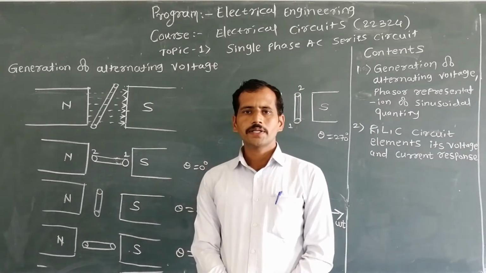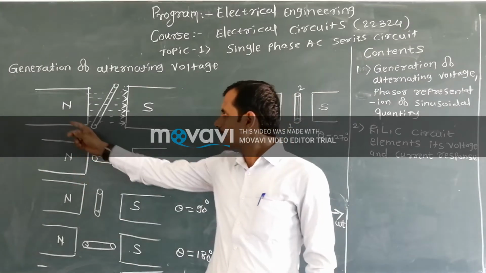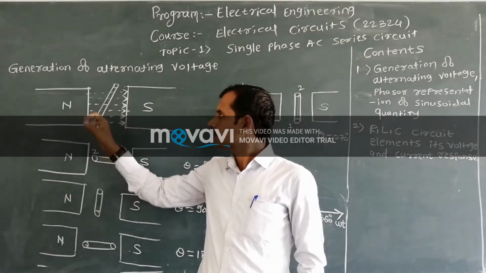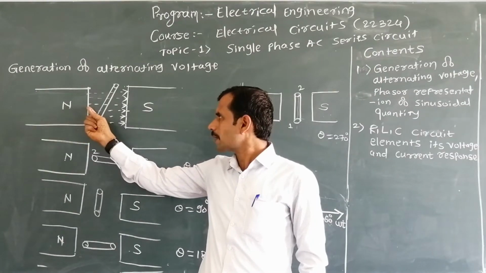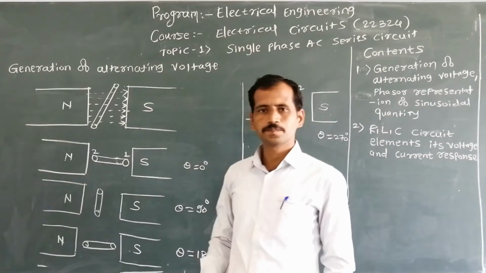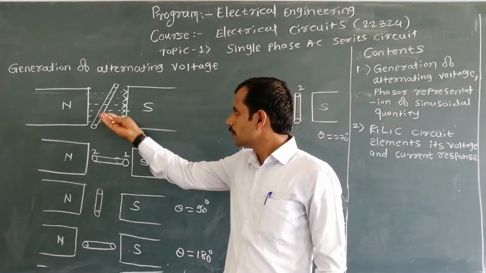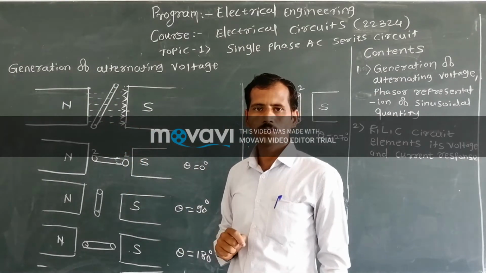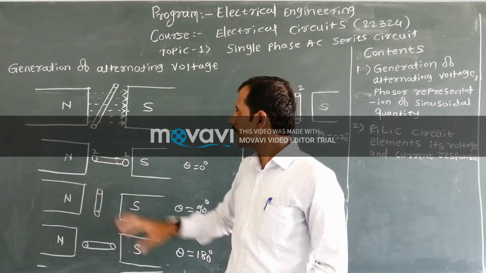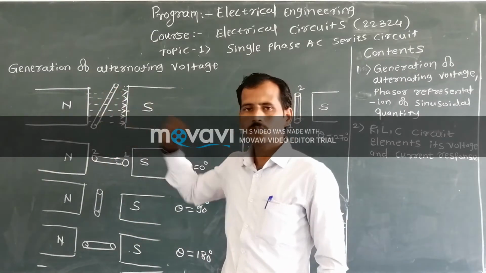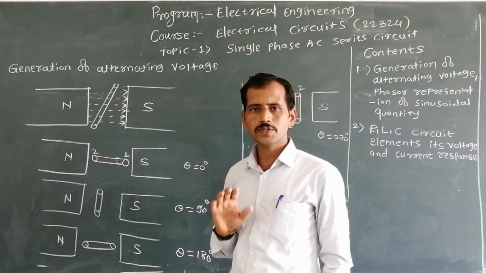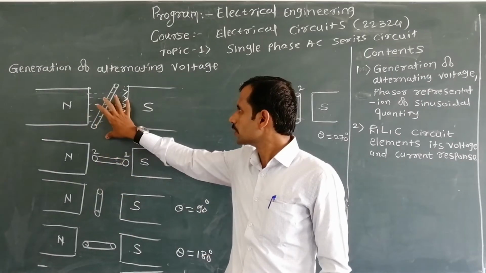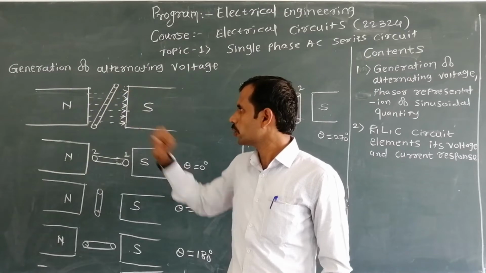First basic needs will be there. We will take two poles, north and south pole. Continuously magnetic flux is passing from N pole to S pole. That is uniform magnetic field, we can say uniform magnetic flux. In that we have simply kept a conductor, a single conductor. First we will study single conductor. This is the construction of generation of alternating voltage.